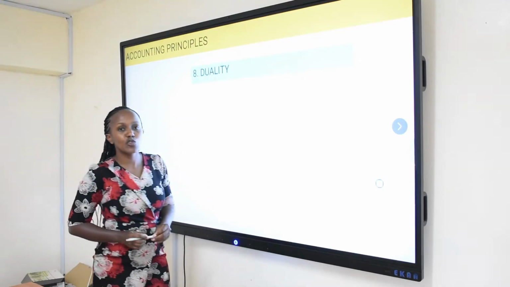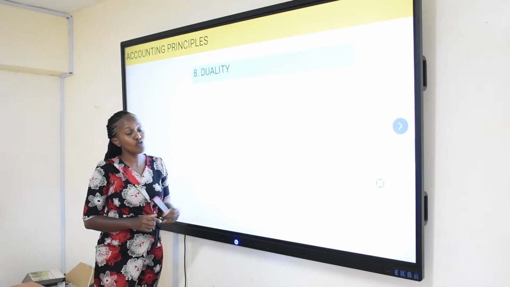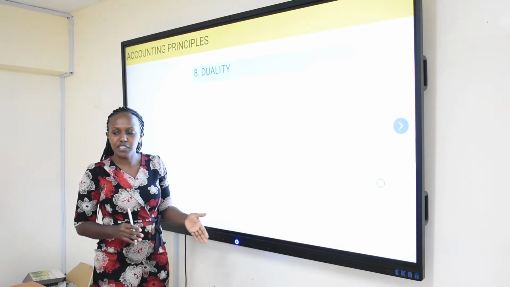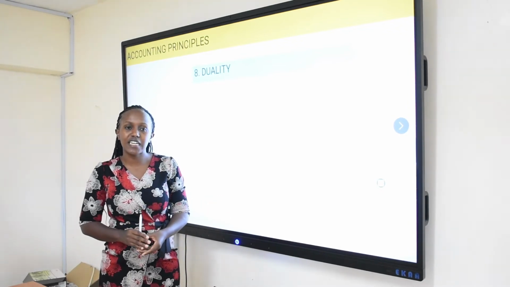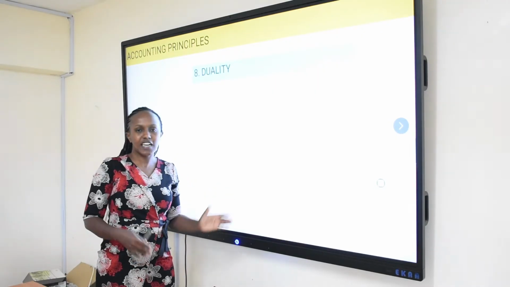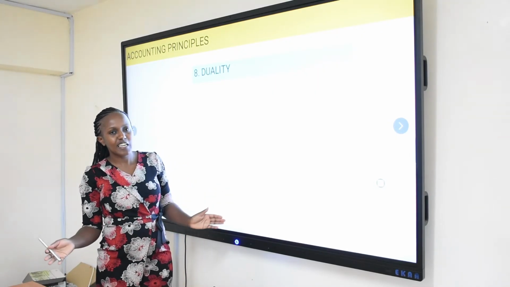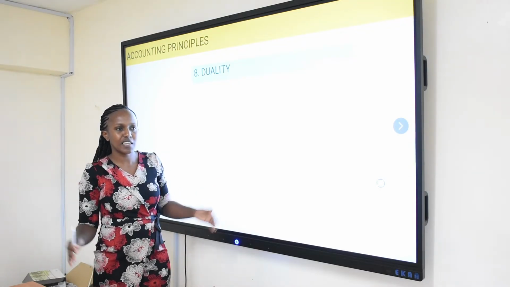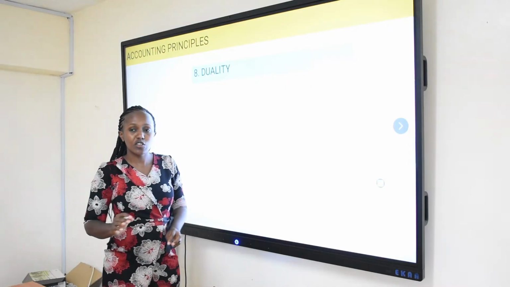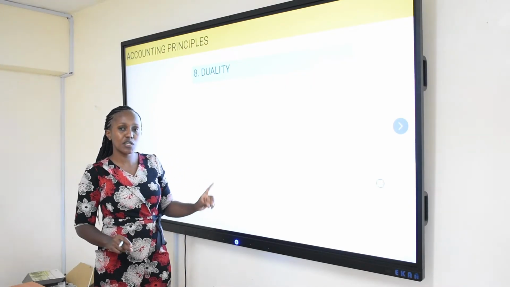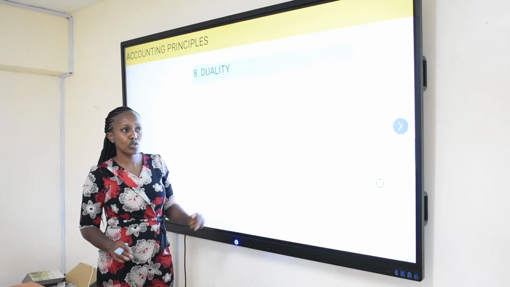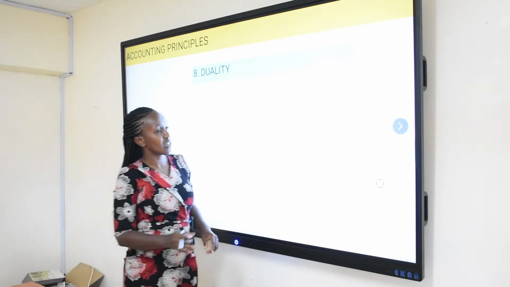So the next one is duality. Duo means two. So this one is simple. It simply means that for every accounting transaction there is a dual effect. That is, there is a debit and a credit. So every transaction in accounting has to have a debit and a credit. That is what we mean by duality. And we have to ensure at all times as we are recording, we make sure we have recorded the debit in the relevant account and the credit in the relevant account.